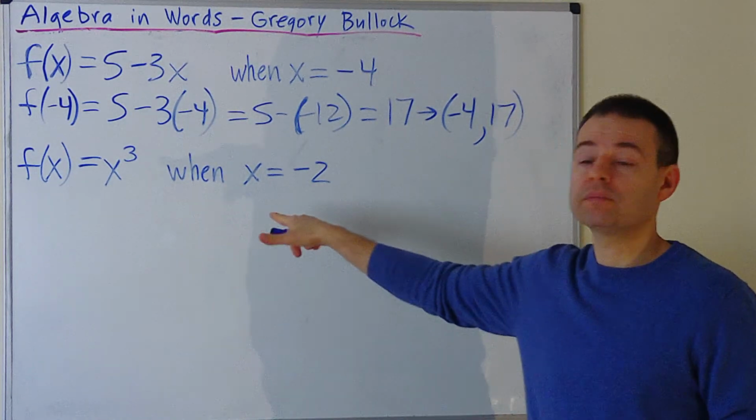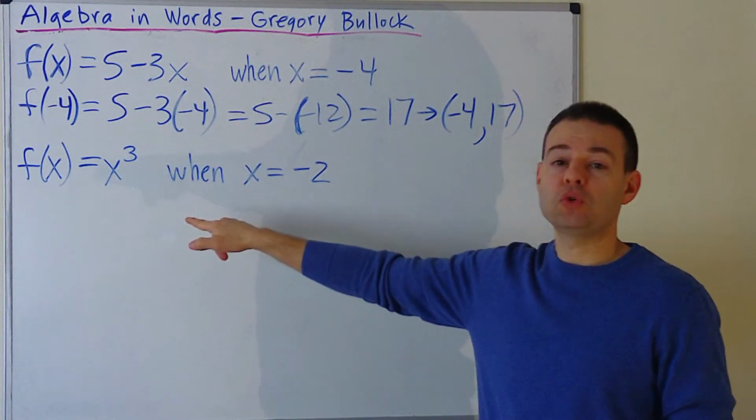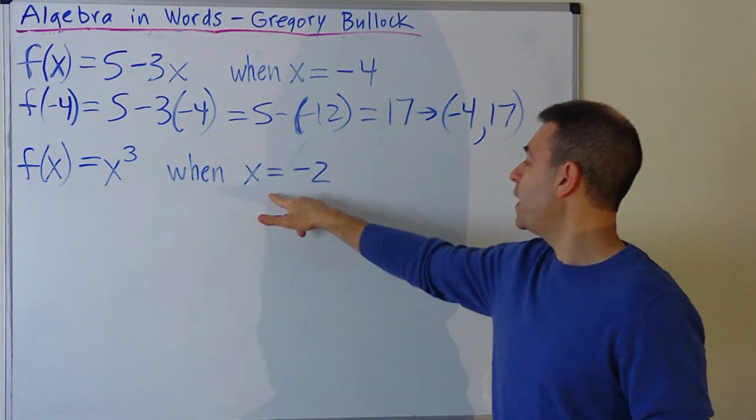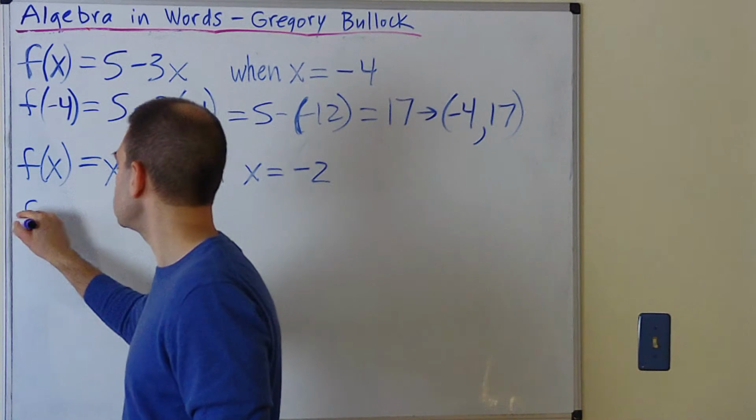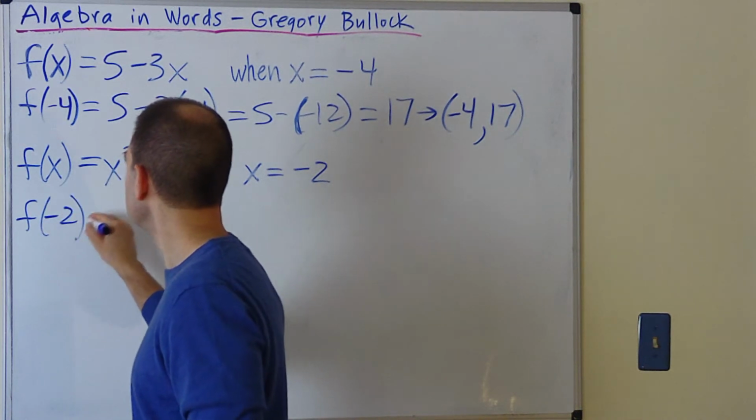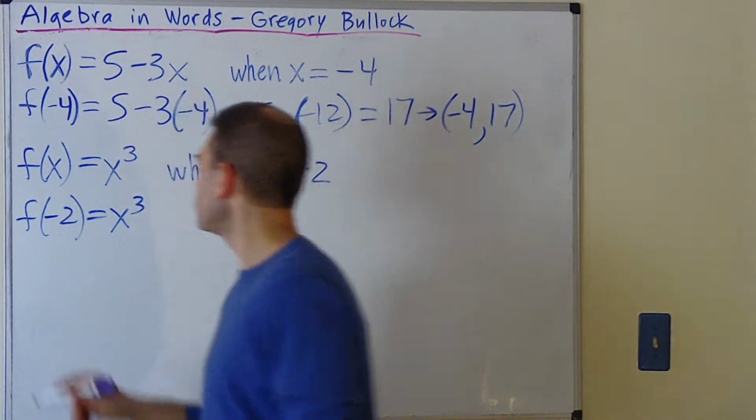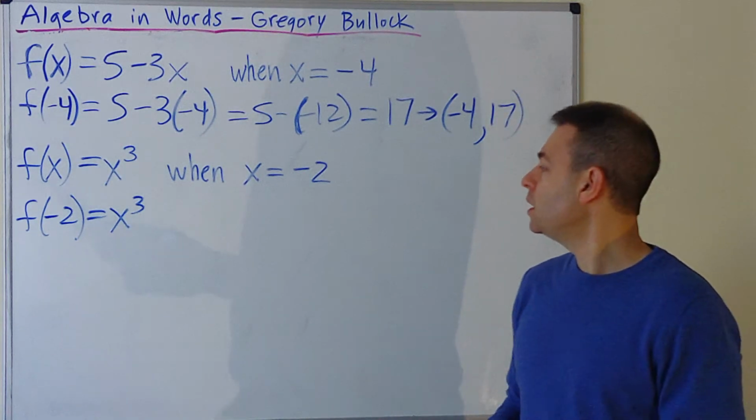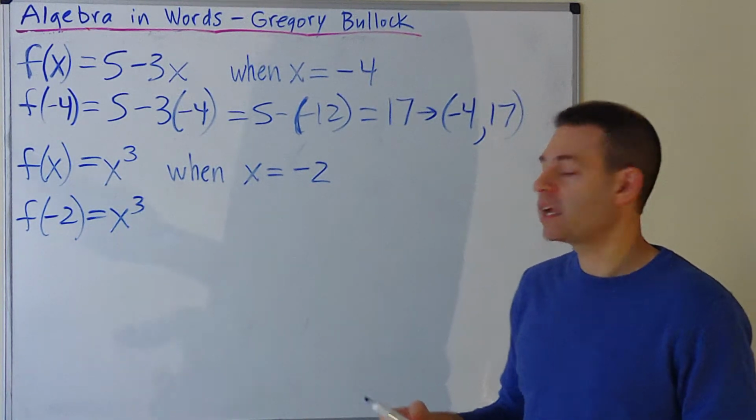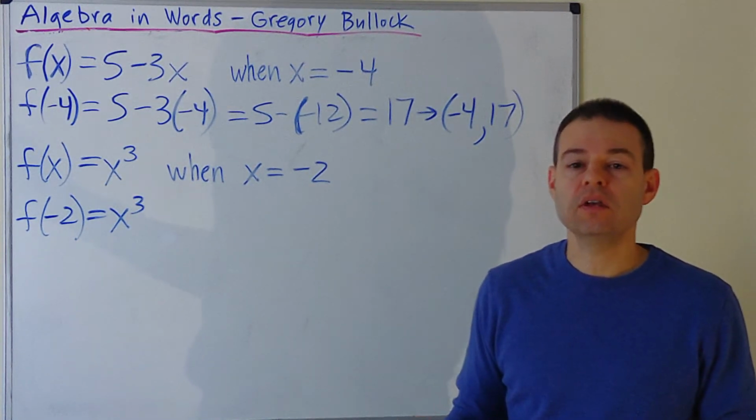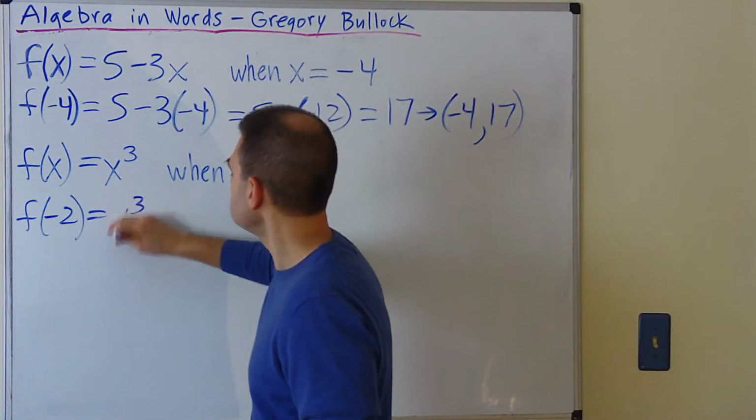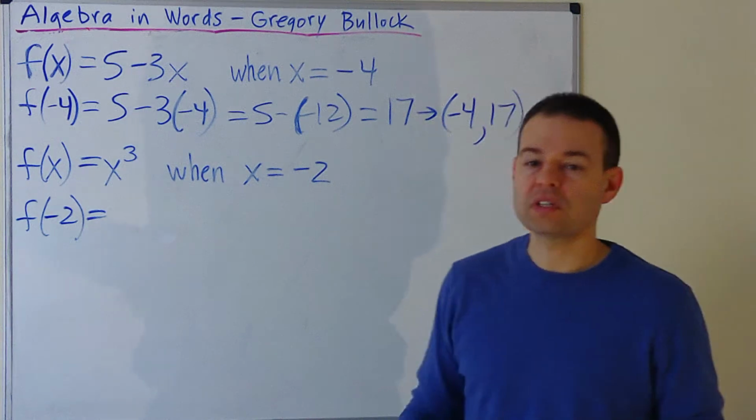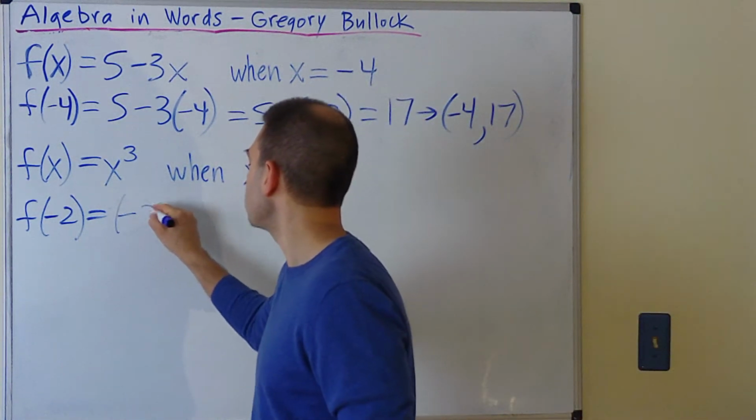I have another one. f of x is equal to x cubed when x equals -2. So let's show it by saying f of -2 equals x cubed, and now I'm just going to substitute the -2 in for x. Make sure you keep the sign in the parentheses. Although for cubes it doesn't matter, we want to make sure we do the right thing anyway.